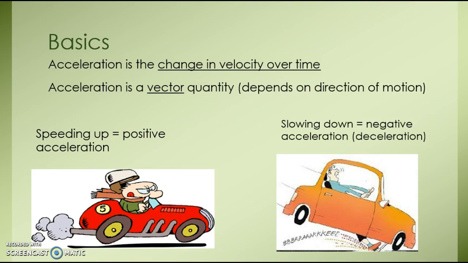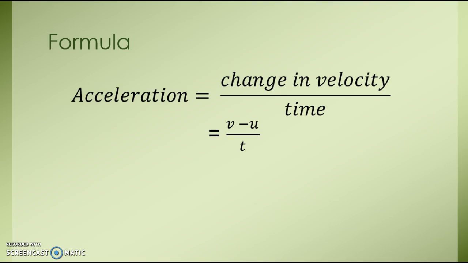Now, as opposed to velocity when we talk about direction in terms of north, south, east, and west, acceleration direction depends on the direction that the object is actually moving at. So if something is accelerating, which means it's speeding up, we define that as a positive acceleration. Whereas if it's slowing down or decelerating, we refer to that as a negative acceleration. So instead of giving directions as north, south, east, and west, you'll be defining your acceleration as either positive or negative.